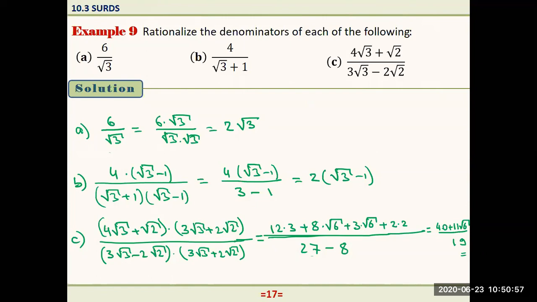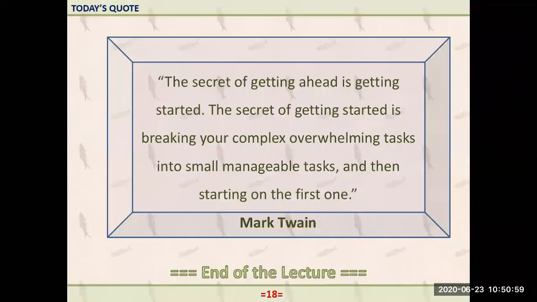I will finish this session with this quote. It is Mark Twain: The secret of getting ahead is getting started. The secret of getting started is breaking your complex, overwhelming tasks into small, manageable tasks, and then starting on the first one. Okay. And how is it related to our math course?